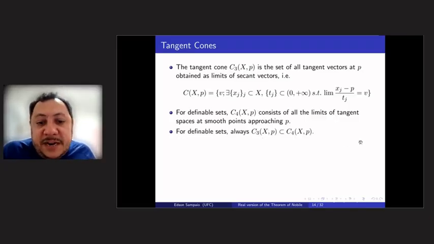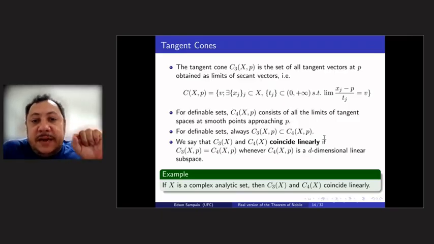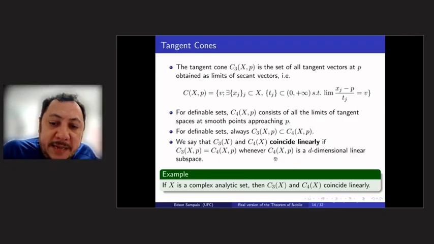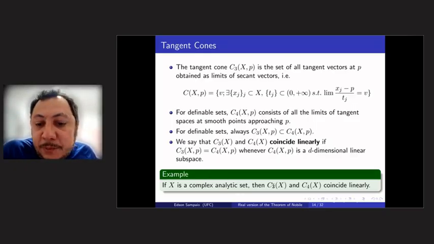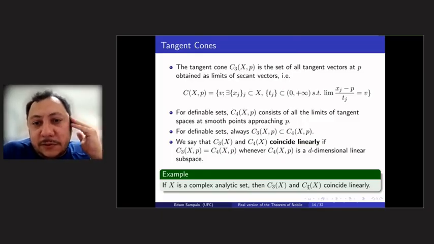In general, for definable sets, we always have this inclusion: C3 includes C4. And I would say C3 and C4 coincide linearly if they are equal whenever C4 is a d-dimensional linear subspace, where d here is the dimension of X. An example of this property is any complex analytic set, which has the property that C3 equals C4 linearly, because it is well known that C3 for a complex analytic set is an algebraic set of the same dimension as X. So if it is inside a d-dimensional linear subspace, and d is the dimension of X, C3 has to be this linear subspace.